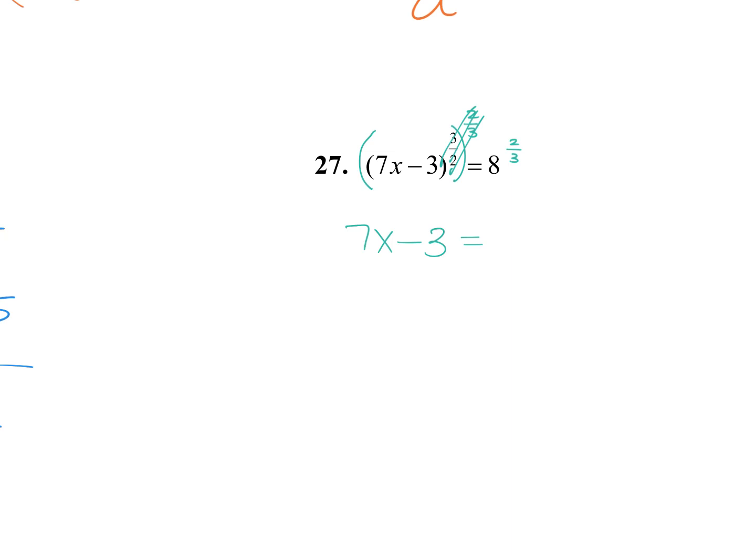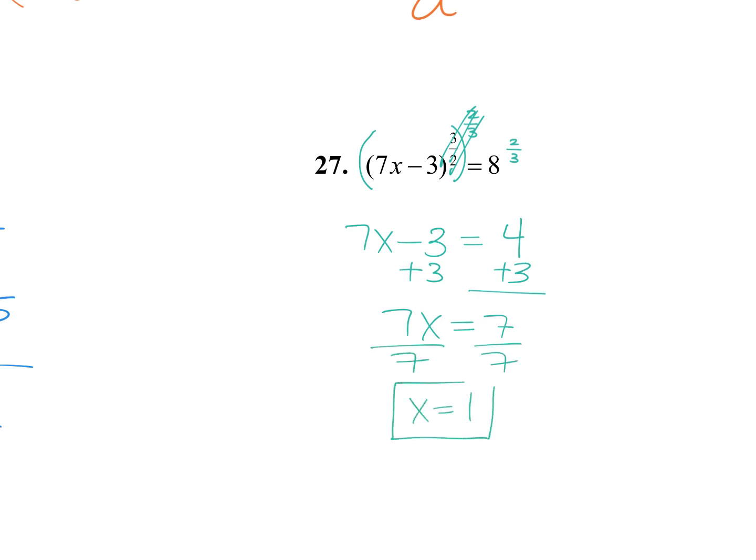It's 4. 8 to the 2/3 power is the cube root of 8, which is 2, and you square that, which is 4. Okay, then from here, add 3. You get 7x equals 7, and then divide by 7, so x is 1.